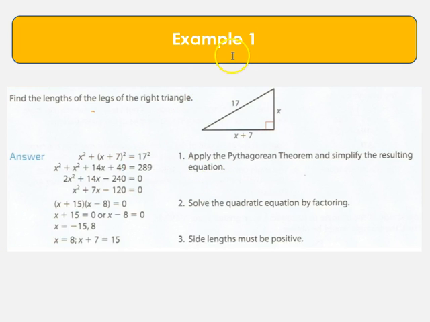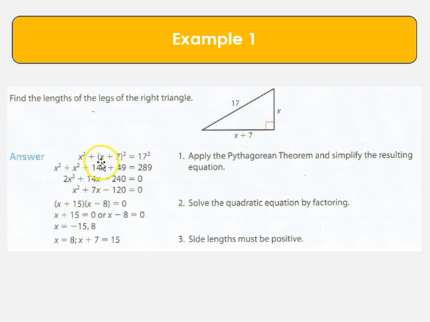Let's take a look at example 1 in your book. We're going to find the lengths of the legs of the right triangle. In this instance, what we have is a right triangle, hypotenuse of 17, leg of x, and another leg of x plus 7. We're going to apply the Pythagorean theorem and simplify the resulting equation. So this is the equation, a squared plus b squared equals c squared. And you need to fill in your values. So we have the first leg, the second leg, and it's being placed equal to 17 squared, the hypotenuse squared.